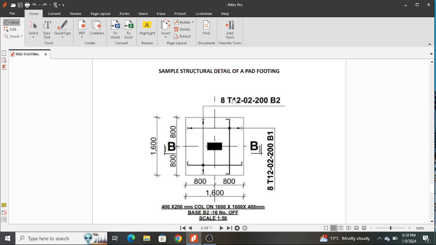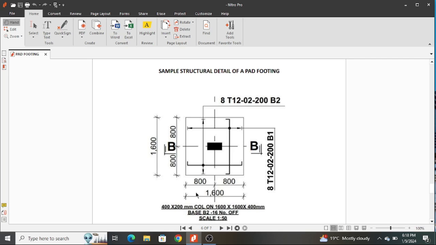Now we are going to the details of the footing. 1600 by 1600 by 400 millimeter pad footing. And this base is base number 2. That will be in our foundation layout. And how many are they in number? They are 16 in number. This information is very expedient when calculating takeoff sheets or determining the quantity of material to buy and so on and so forth. And then, of course, you indicate your drawing scale.